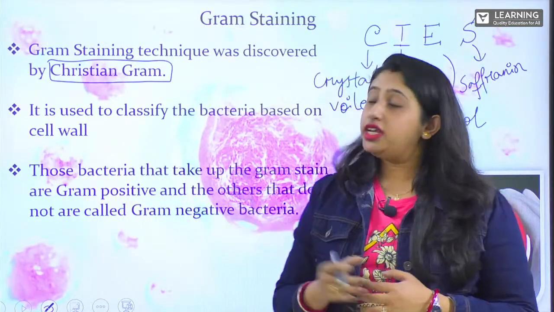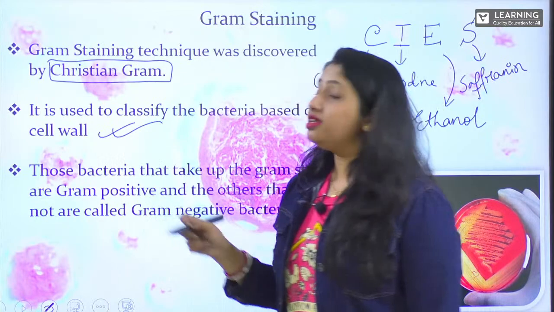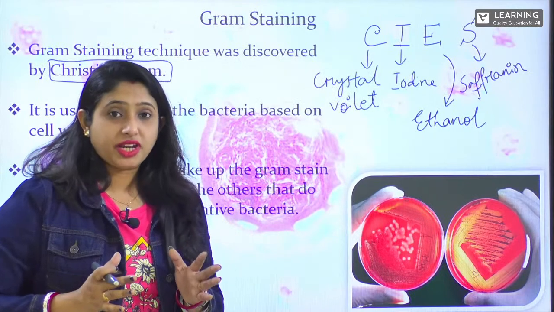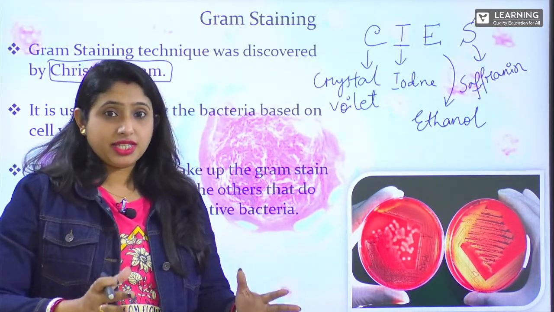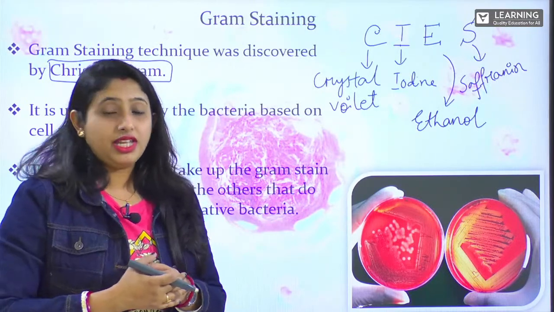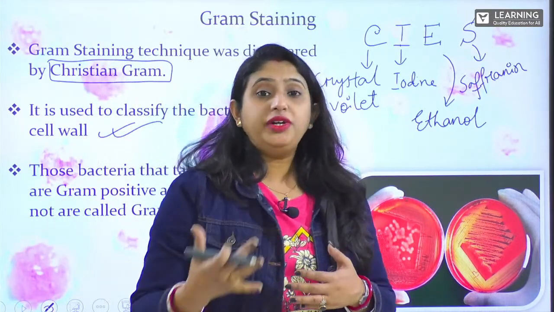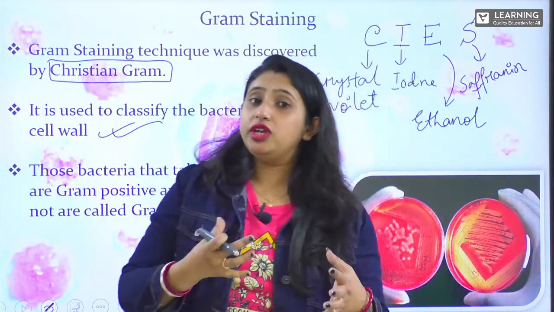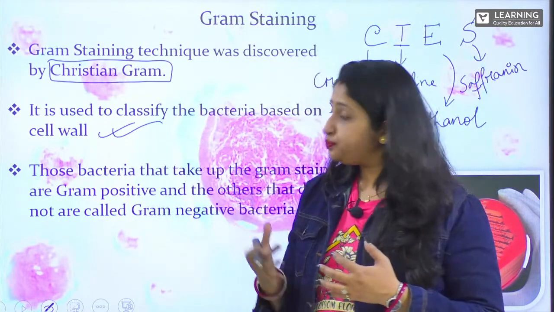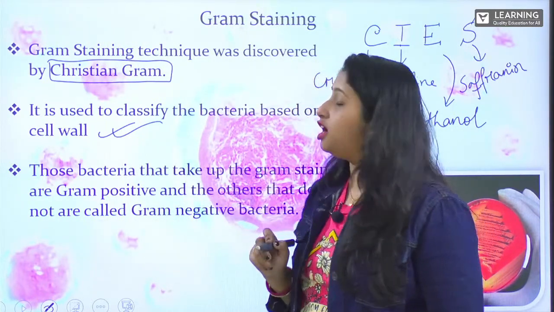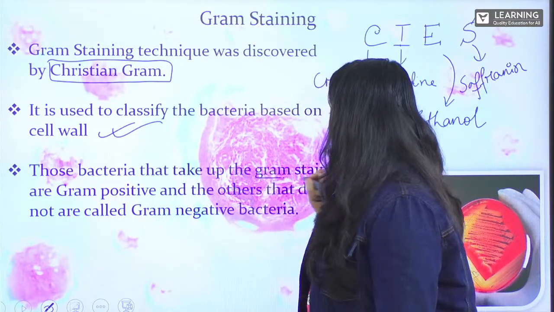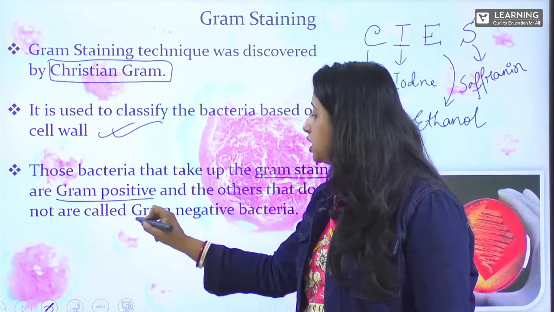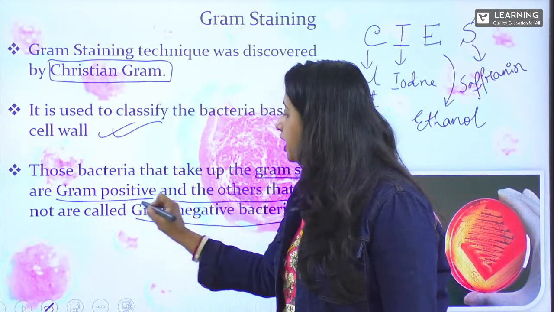All right. So it is used to classify the bacteria based on the cell wall. Now we have talked about the cell wall, and you know that gram positive bacteria will have a thick cell wall, and gram negative will have a thin cell wall. So based on the property of the cell wall, some bacteria can retain the stain, whereas some will not. Those bacteria that take up the gram stain are called gram positive bacteria, and others which do not take up the gram stain are known as gram negative bacteria.